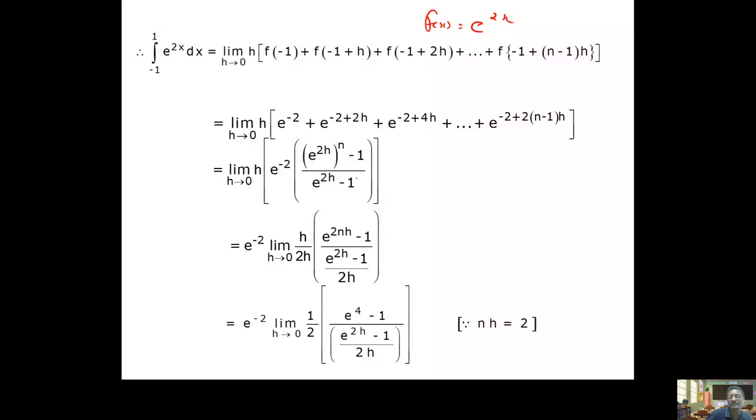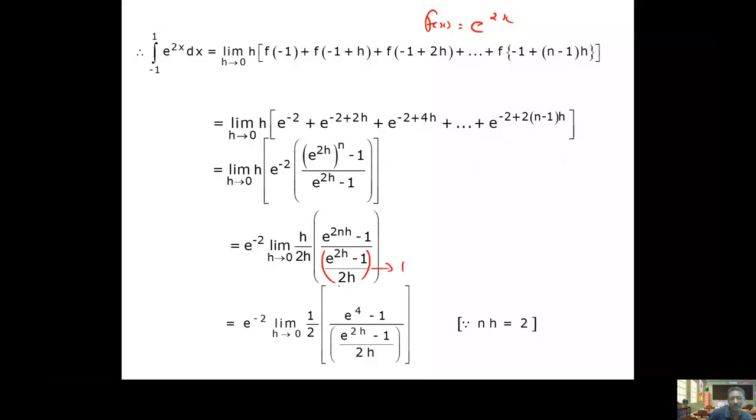So this is a sum to n terms of a GP. So here, what is the value of the ratio? E raised to 2h. E is always greater than 1. So you can apply the formula: e raised to 2h the whole raised to n minus 1 by e raised to 2h minus 1. So e raised to minus 2 into limit h tends to 0, h by 2h. You arrange h by 2h, then e raised to 2nh minus 1 by e raised to 2h minus 1 by 2h. This value becomes 1 as h tends to 0.